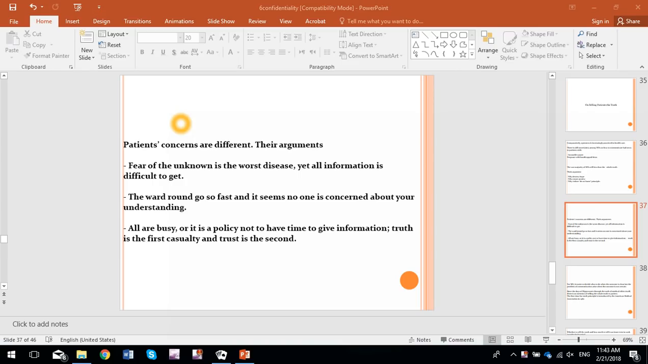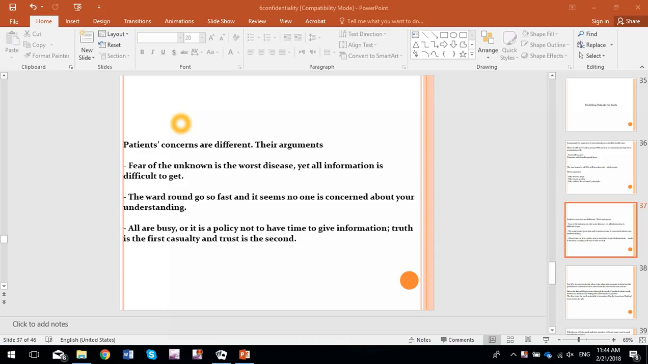Now, when we ask the patient, their answers are different. Their argument is that if they don't tell us the truth so as not to destroy hope, they don't know that our fear of the unknown is the worst disease. This is from the patient's perspective. That fear of the unknown is the worst disease for us. Yet all the information is difficult to get. We try our best to get information from the physicians, and we are faced with difficulty in getting this information.